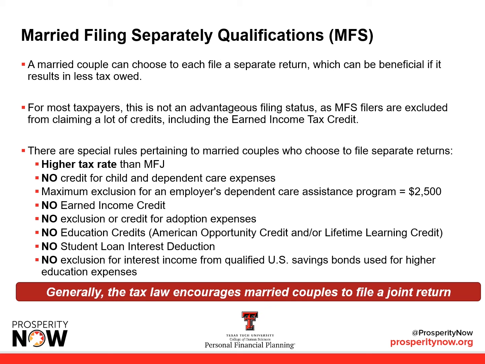They have no earned income tax credit, no exclusion or credit for adoption expenses, no education credit, no student loan interest deduction, and no exclusion for interest income from qualified U.S. savings bonds used for higher education expenses. Generally, the law encourages married people to file a joint return.